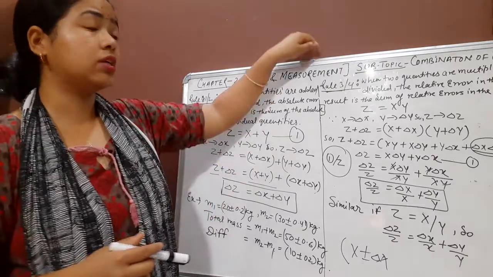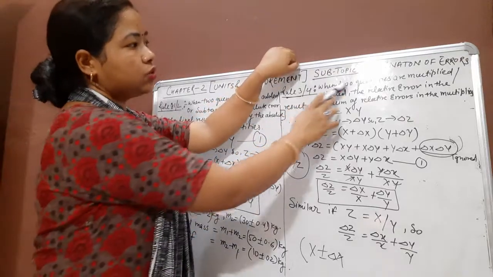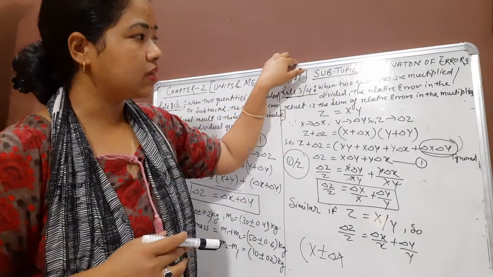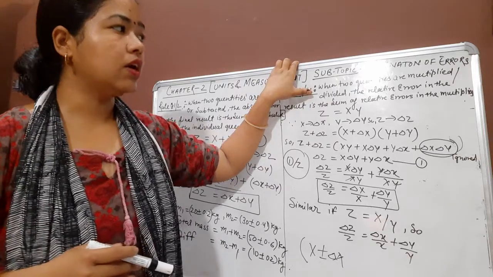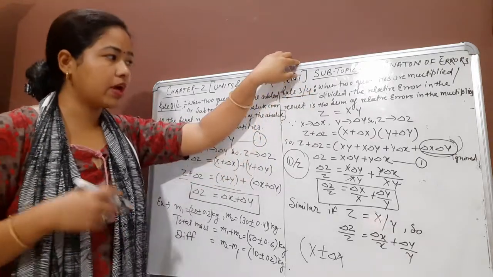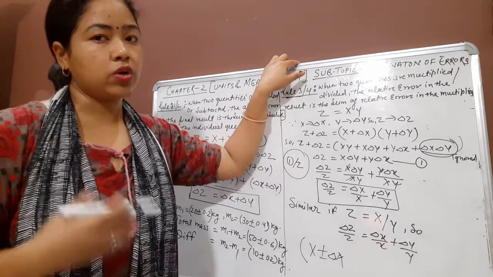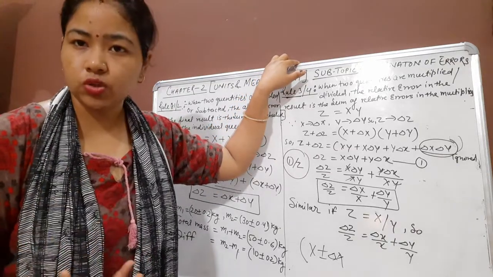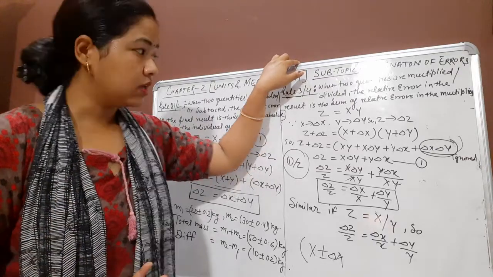Now we will move to the third and the fourth rule. The third and the fourth rule say that when two quantities are multiplied or divided, the relative error in the result is the sum of the relative errors in the multiplied quantities. So whenever we multiply or divide two quantities with their error values, their relative errors will be added, right?